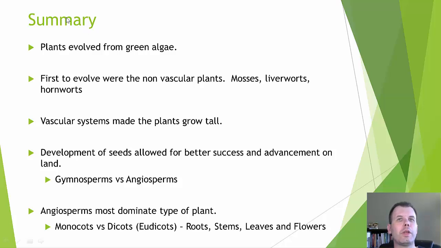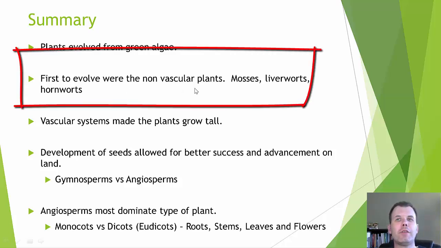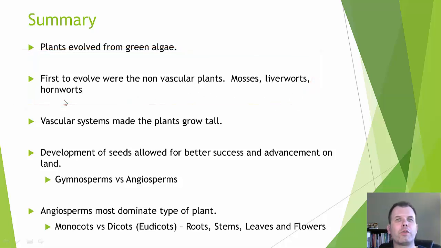So let's summarize. So plants evolved from green algae. Again, the advantages coming out of the water, basically more light, more CO2. The disadvantages all deal with water. Again, how do you maintain the water inside your cells? How do you support yourself? And how do you reproduce without any water? Okay. First to evolve from the non-vascular plants, it includes the mosses, liverworts, and hornworts. Remember, go very close to the ground. The evolution of vascular systems with the xylem and phloem allow the plants to grow very tall. So that's the ferns, the gymnosperms, and the angiosperms.